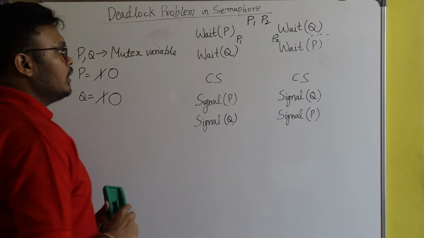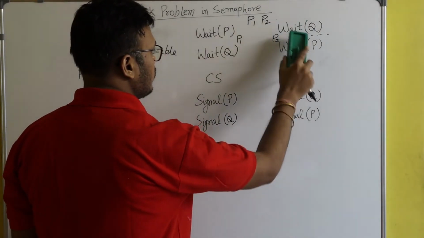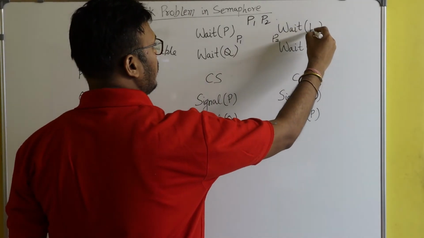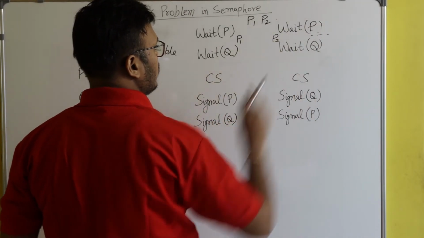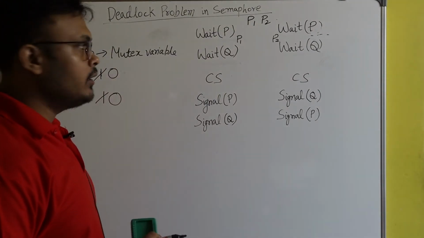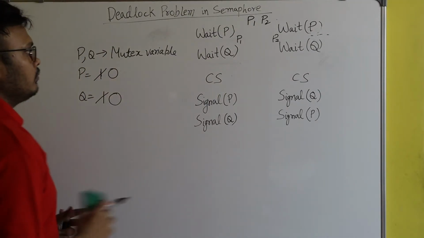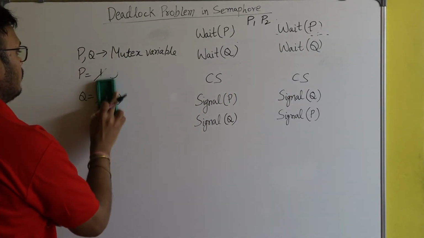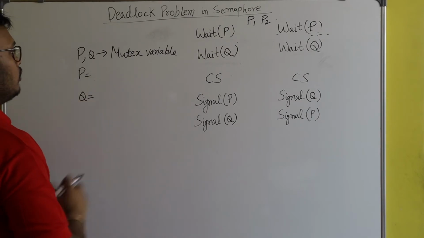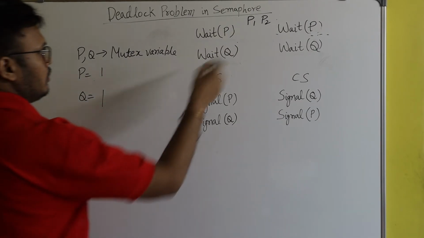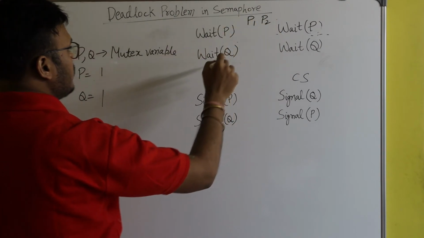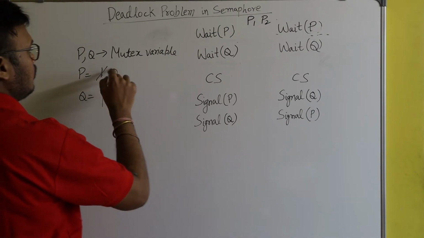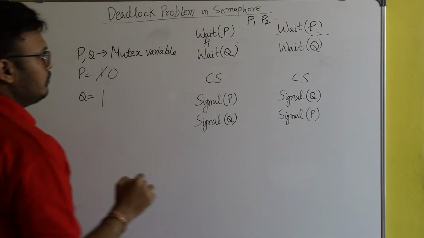Fine. So now suppose the code is swapped, suppose here I am writing wait P and here I am writing wait Q. Let's check whether there is deadlock or not. Let's see. Both are initialized as 1, P and Q. So suppose P1 tries, so P1 will execute this wait P. Now P will become 0. So P1 comes here. Fine.